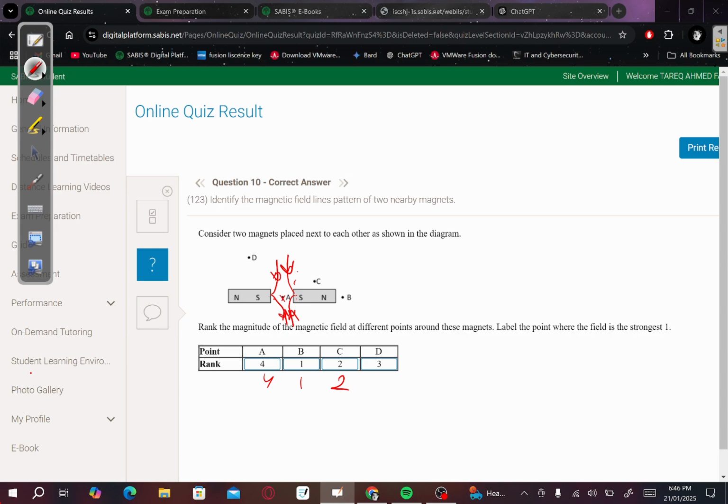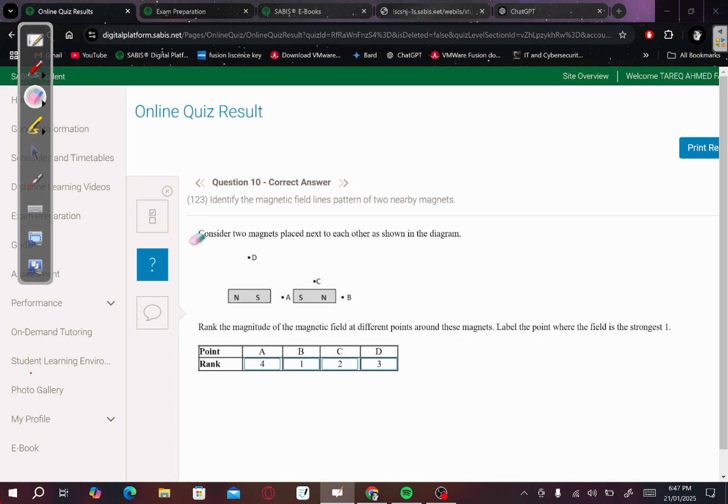D isn't at the neutral zone, but if you extend this line, you can see it passes through. So D is 3. A again doesn't pass through anything. No magnetic field lines pass through it. So A is last. So it's going to be 4, 1, 2, 3.